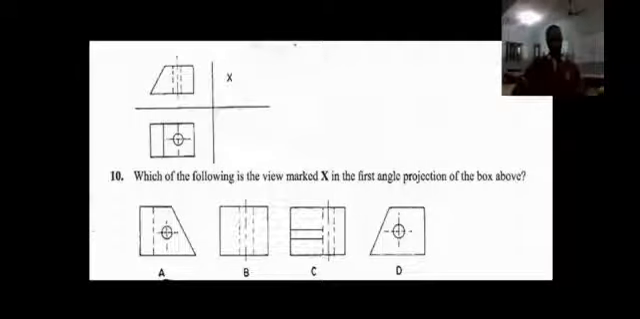Number 10. Which of the following is the view marked X in the first angle projection of the box above? All right, the answer is B. Of course, when you view from this side, this line is going to become this second hole, which is this particular hole here. This hole will become a vertical line here, and you are not going to see another except a plain flat surface represented by this particular surface in the plan here. So the answer is what? B.